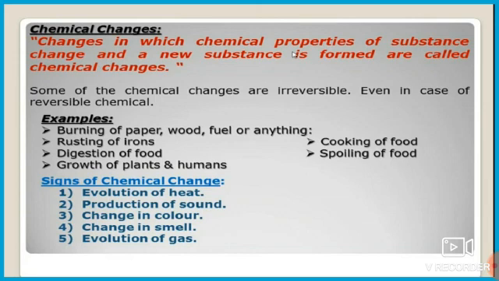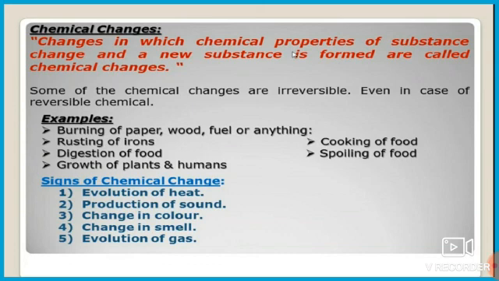Today, we will discuss the remaining part of chapter 6, Physical and Chemical Changes. So, chemical changes: changes in which chemical properties of a substance change and a new substance is formed are called chemical changes.